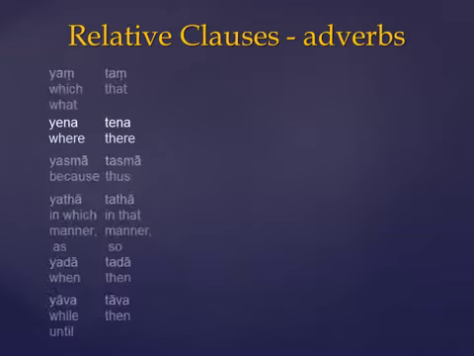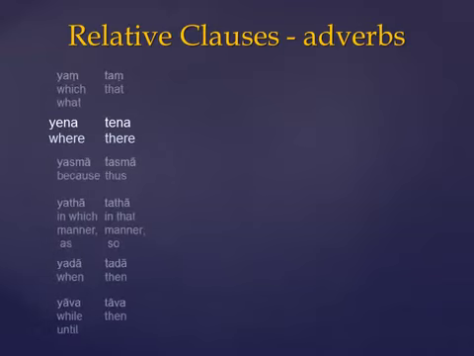And now we move on to yena and tena, meaning where and there, and these two are also very common. And when they're used with verbs of motion, they have a peculiar clause construction. Hopefully you'll remember that with verbs of motion, the destination is usually placed in the accusative case. Another way of conveying the same information is with a relative yena tena clause, or in English, a where there clause.